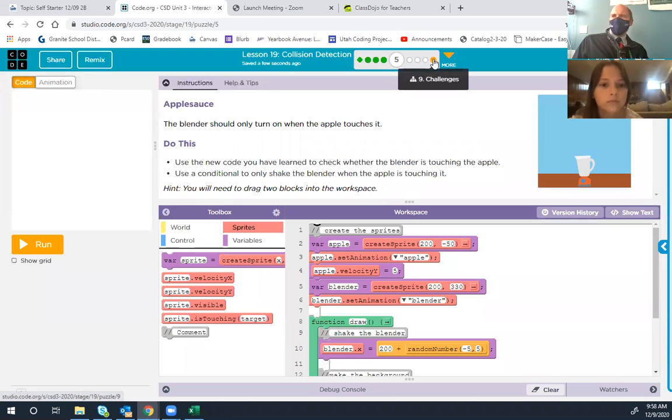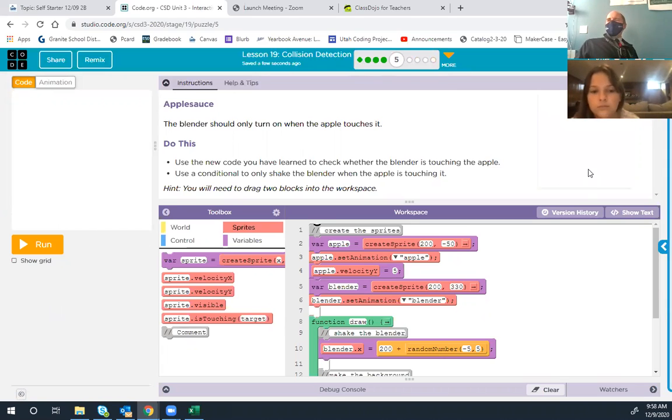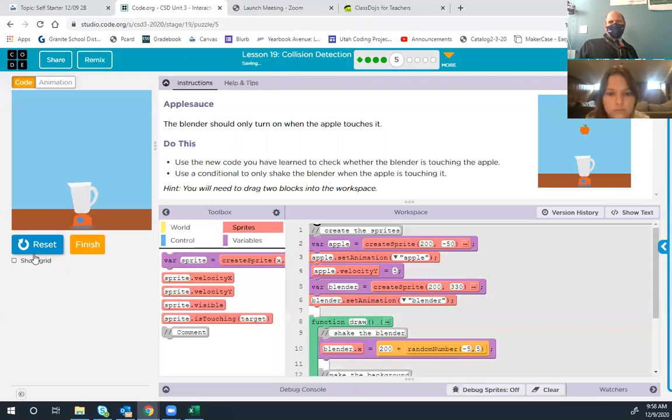So let's see here. This goes up to 9. We'll do 5 and we'll do 6 and you can do the rest. All right, so we got an apple. Apple's falling down and the blender needs to blend up the apple. Notice that once the apple gets past the blender, it's still falling. It doesn't actually stop. It just goes all the way through the blender. So the blender should only turn on when the apple touches it. So right now it's going the whole time.